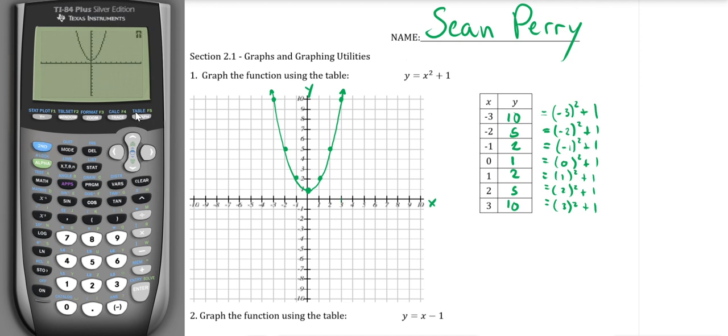We could also go second table, and scrolling up or down, we could get a set of points for these integer values. The integers will be the standard inputs for x, although if you want to get fancy with it, you can change those in the table properties, or table set here. But at the very least, we can confirm that our graph looks appropriate.